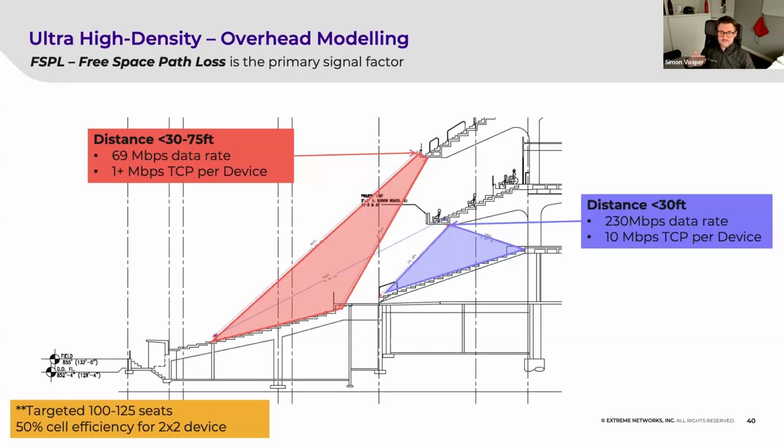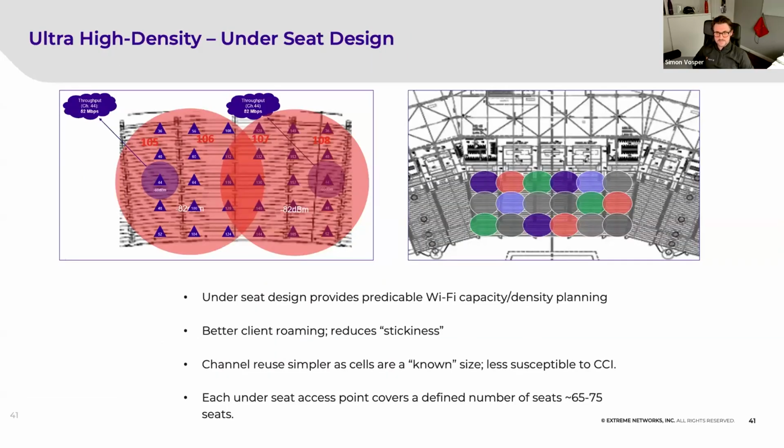Contrast that with having to stick the AP beyond that, between 30 and 75 feet above the client: we get reduced data rates, and what that ultimately translates to is reduced throughput to the individual client. So it's not to say that we can't do it, but free space path loss is the primary signal factor here, and we lose signal when we have to do it from further away. So we can see a 10x performance increase just by bringing the AP that much closer. Exactly right. It's pure physics, I'm afraid.